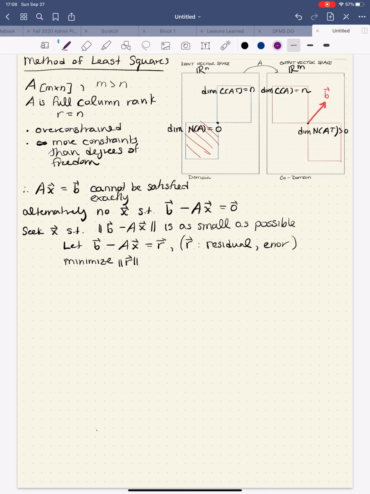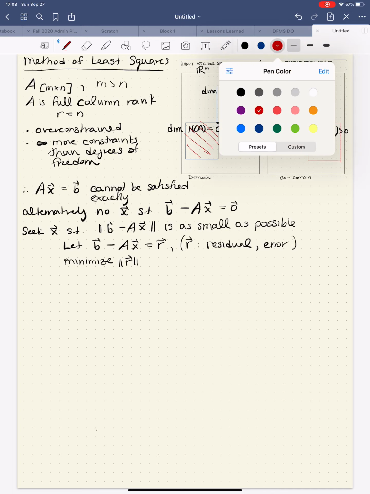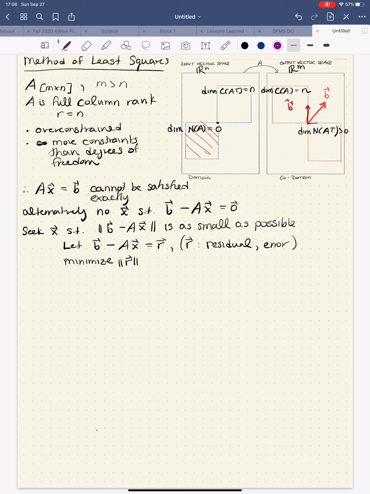Okay, so we're going to call the vector b that lives in the column space of A b star. And that's just the component of b that lives in the column space of A. And similarly, we can say that there's another component of b that lives in the null space of A transpose, and I'm going to call that r.